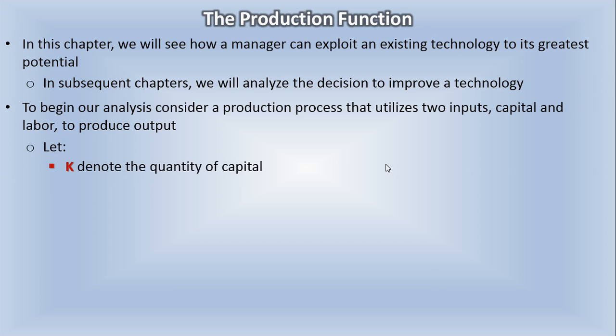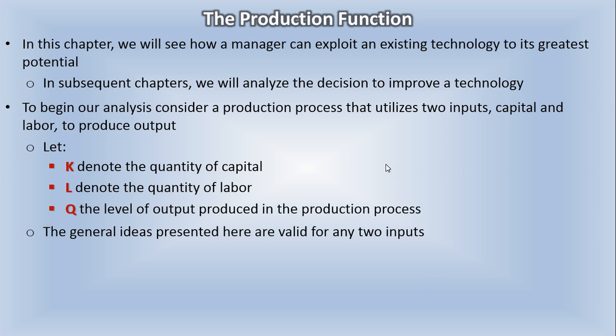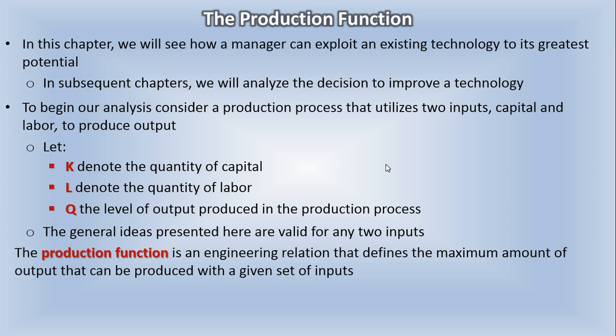So notation-wise, we'll let K denote the quantity of capital, and we'll let L denote the quantity of labor used to produce. And then Q is the level of output produced in the production process. And just a reminder, the general ideas presented here are valid for any two inputs. So the relationships, as we'll study them, do extend beyond the simple case that we're considering.